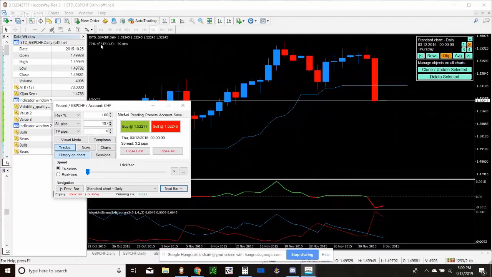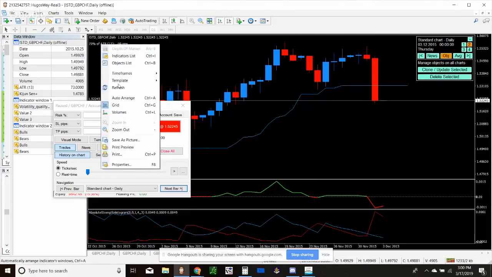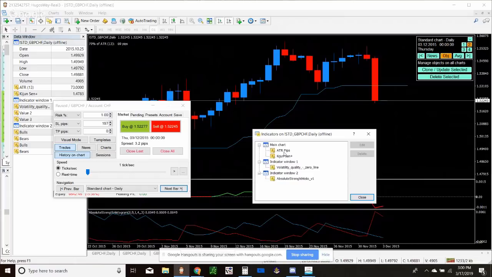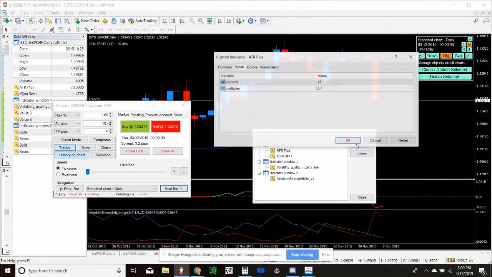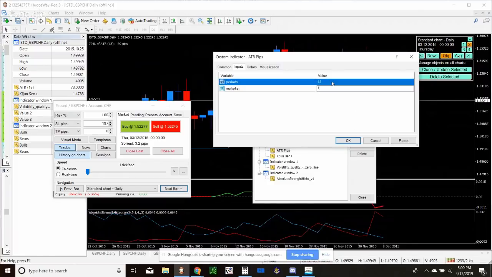See here. Oh yeah, I've got to change this. So yeah, download the auto position size calculator, and you won't be slow like me.